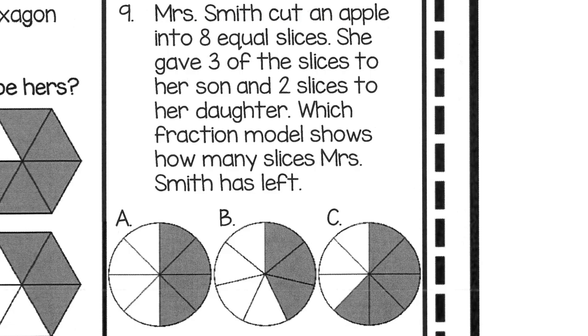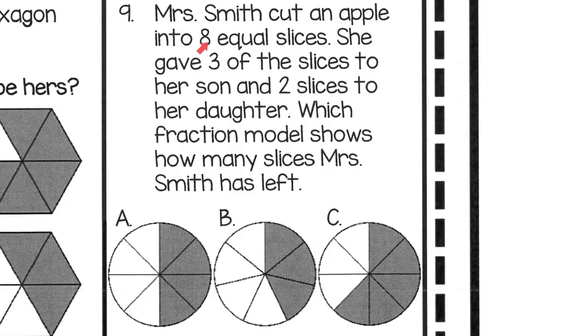Mrs. Smith cut an apple into 8 equal slices. She gave 3 of the slices to her son and 2 slices to her daughter. Which fraction model shows how many slices Mrs. Smith has left? Okay, so the shaded ones are going to be what she gave away, and the unshaded ones are going to be what she has left over.